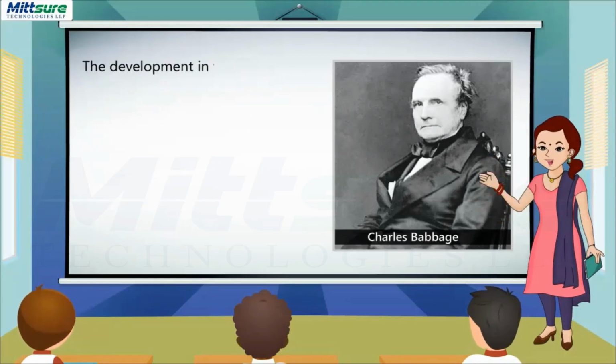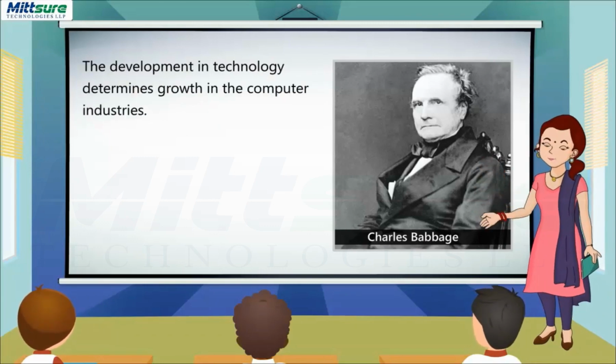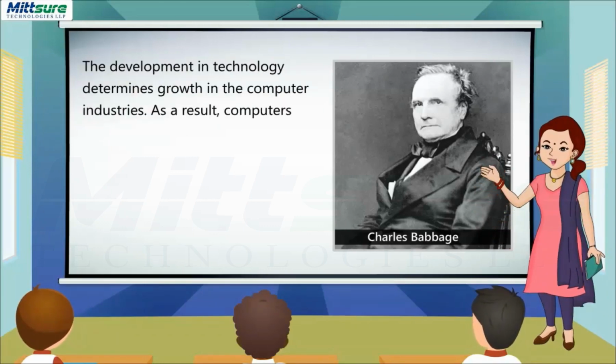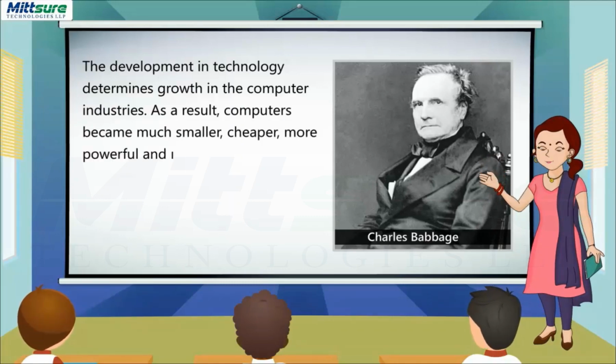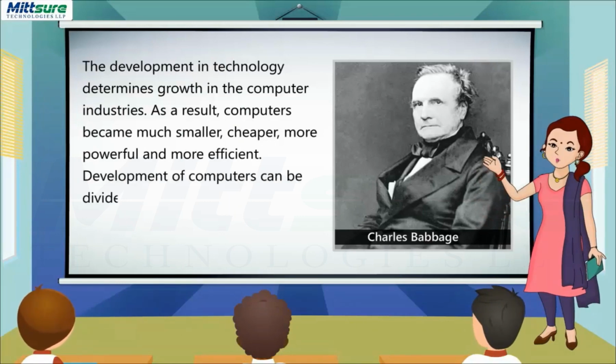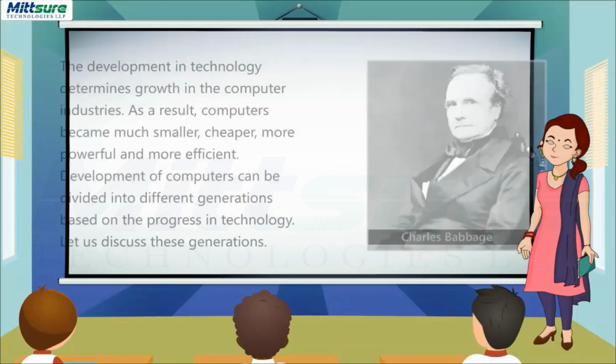The development in technology determines growth in the computer industries. As a result, computers became much smaller, cheaper, more powerful and more efficient. Development of computers can be divided into different generations based on the progress in technology. Let us discuss these generations.